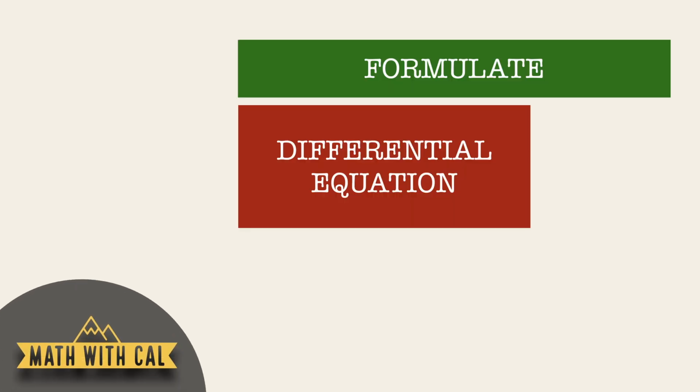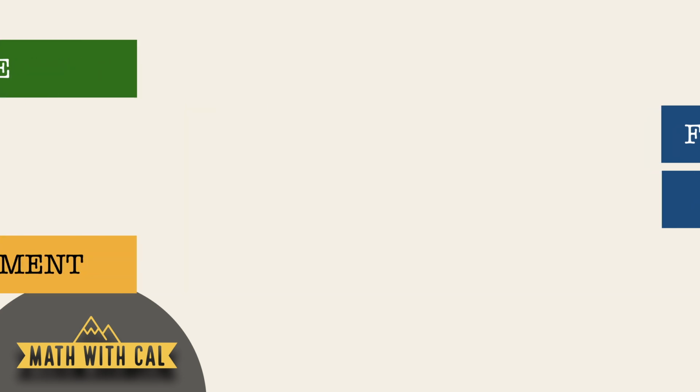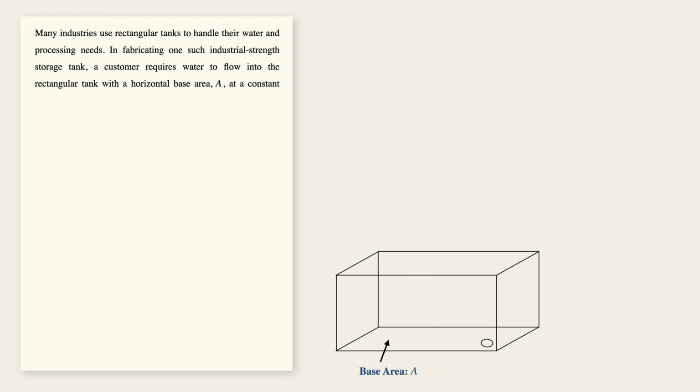Hello everyone, today we are going to formulate a differential equation from a problem statement and solve that particular equation. This time it involves industrial water tanks. In fabricating one of such tanks, a customer wants water to flow into a rectangular tank with a horizontal base A. Good practice here is to simply draw out a quick sketch of the tank.